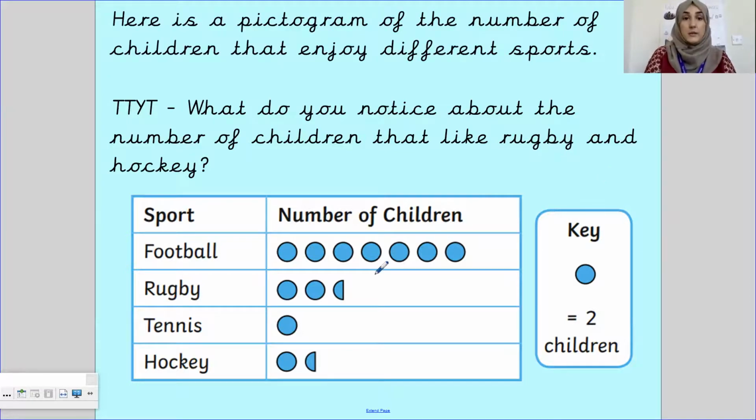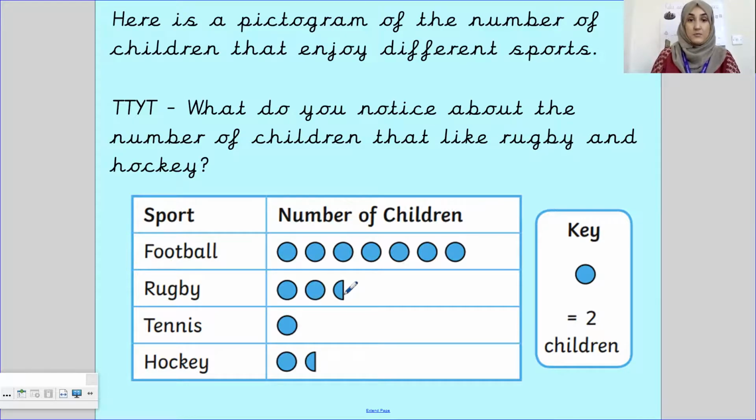a shape. So what do you notice about the rugby and the hockey? So here is a sports and the number of children that enjoy these sports. So we've got football, rugby, tennis and hockey. Rugby and hockey have half a shape. So if 1 circle represents 2 children, how many children would half a shape represent? Now think back to the Starburst. Remember, it was 2 in total. And then when I halved it, it was 1 each.